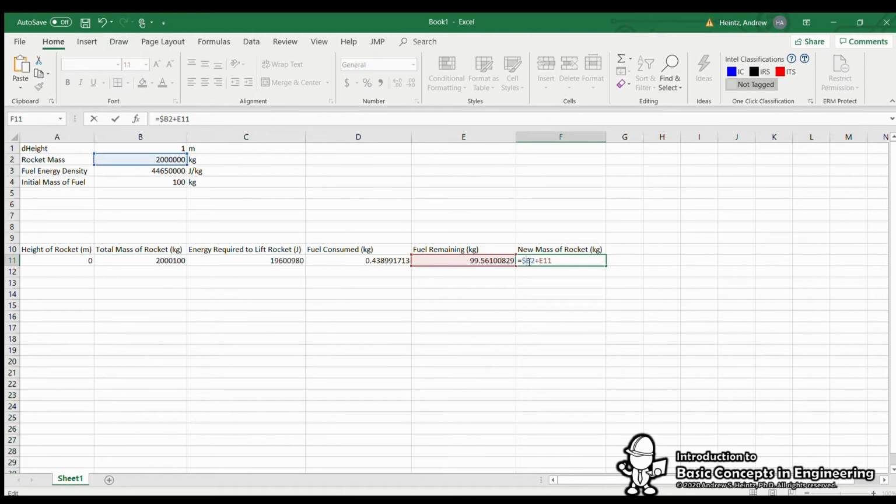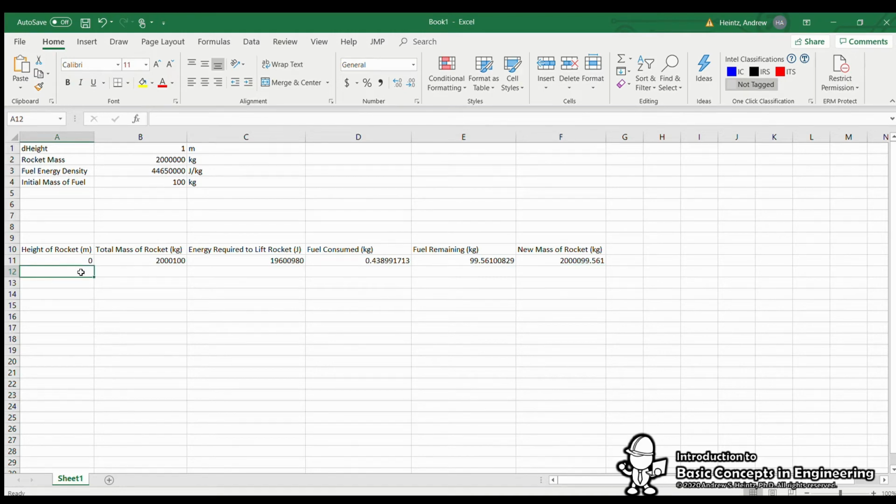So what we're doing here is we're taking the initial mass of the rocket, because the mass of the rocket itself isn't going to change. So we're going to look at the mass of the rocket plus the remaining fuel, which will give us the new mass of the rocket. Okay, so B$2, locked cell, plus E11, the changing fuel remaining, will give us our answer there, right? So again, it makes sense. We went from 2,100,000 to what we consumed, and now it's less.